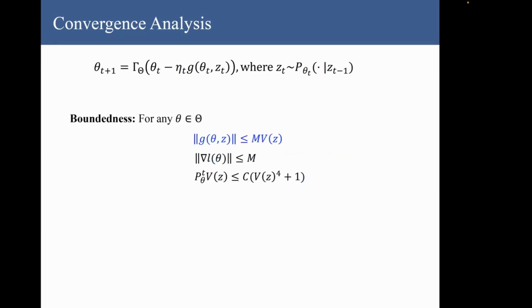Lastly, we require some boundedness assumption. We require the gradient of the loss function to be bounded, and we require the stochastic gradient to be bounded by the Lyapunov function. This is again a relaxation of boundedness in the literature. We do not require the stochastic gradient to be bounded. We just require it to be bounded by the corresponding Lyapunov function.